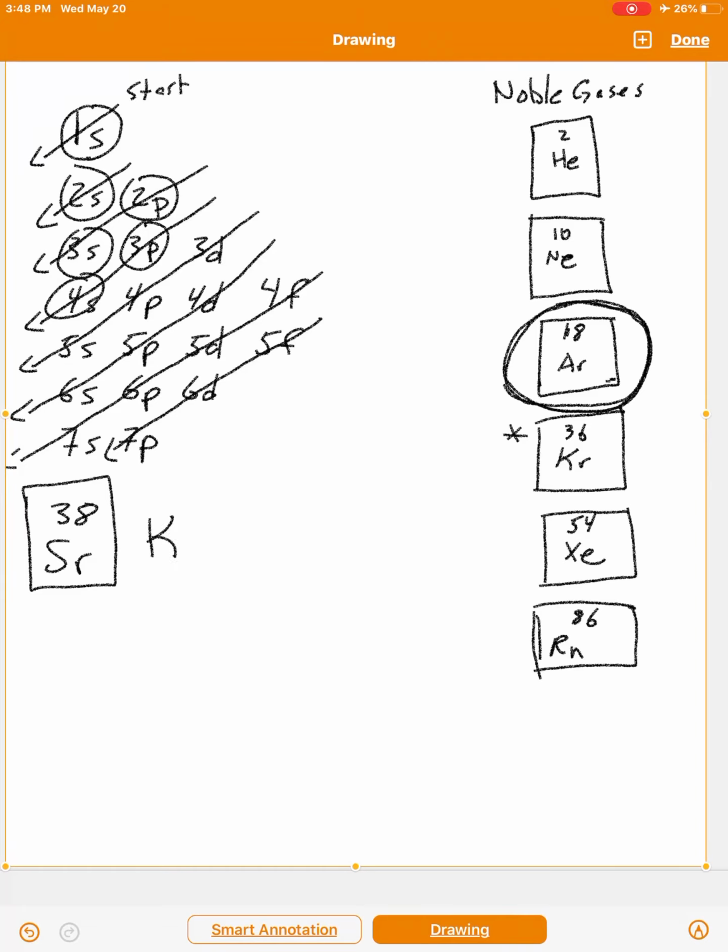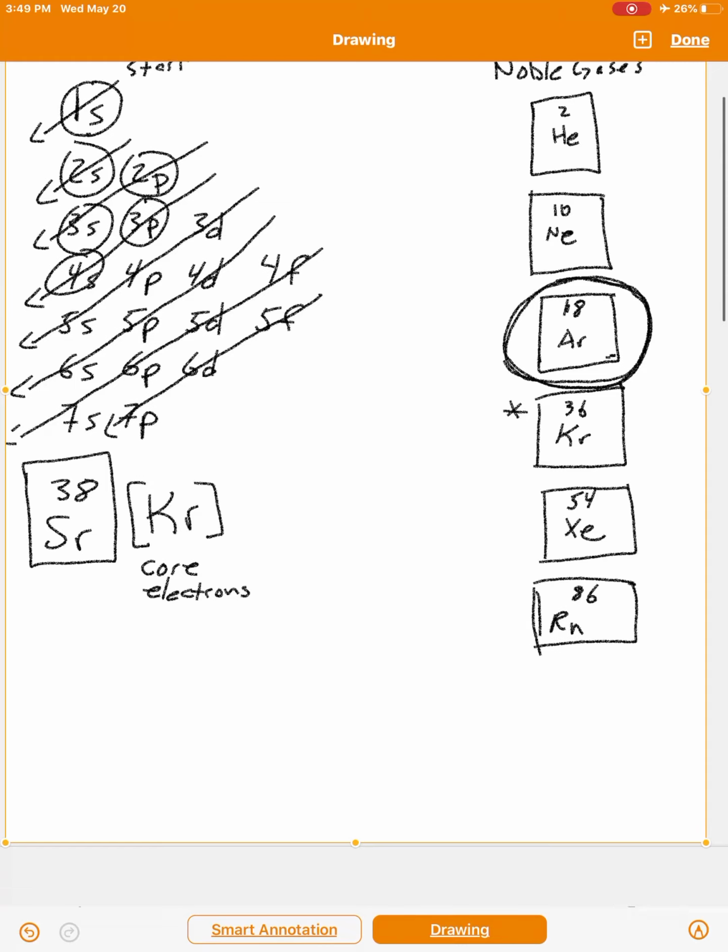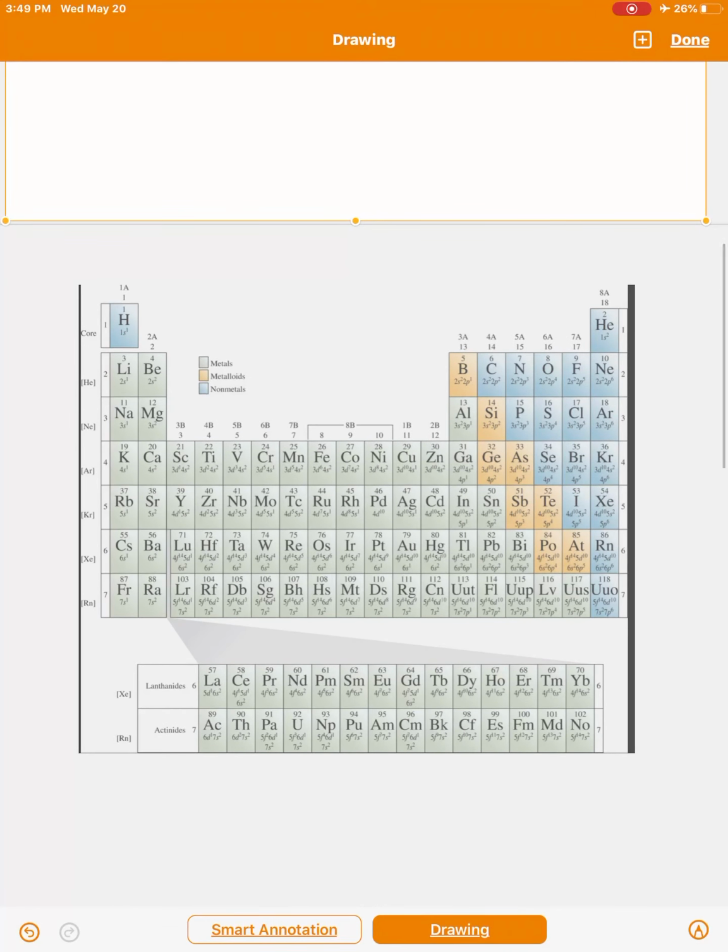And the way you do that is you use a square bracket. Remember, we use that for molarity, for concentrations, but we also use it for this. And those would be the core electrons. Turns out chemically they're unreactive. But we still have two more electrons. So how do we figure out what the configuration of those electrons are? We go to the periodic table.